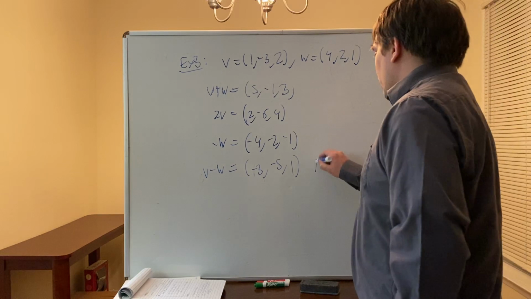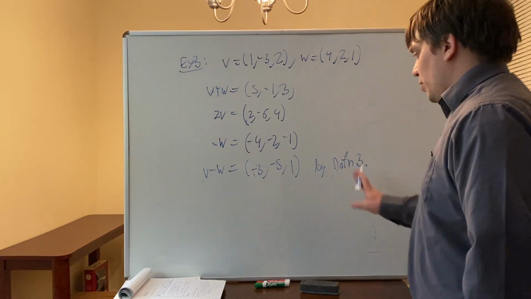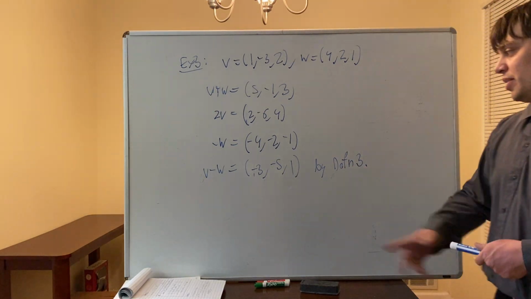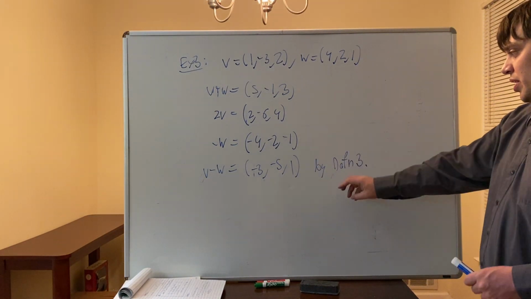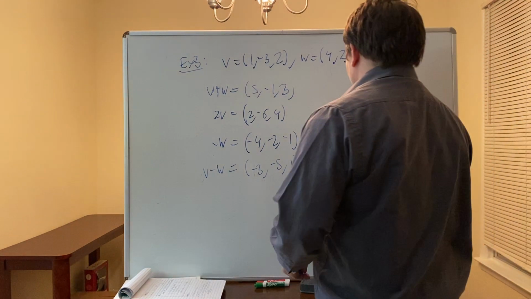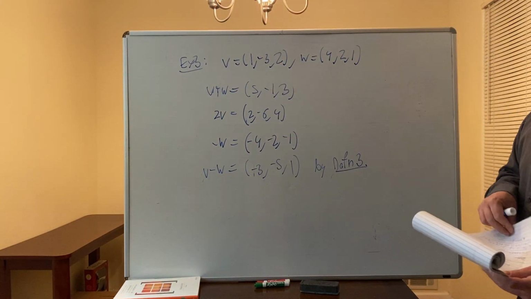And this is by definition 3. And so mathematicians usually will reference what they used in order to get the answer to a problem. And so here I'm referencing this solution by saying I did this by definition 3. So I used definition 3 to get the answers to this example.